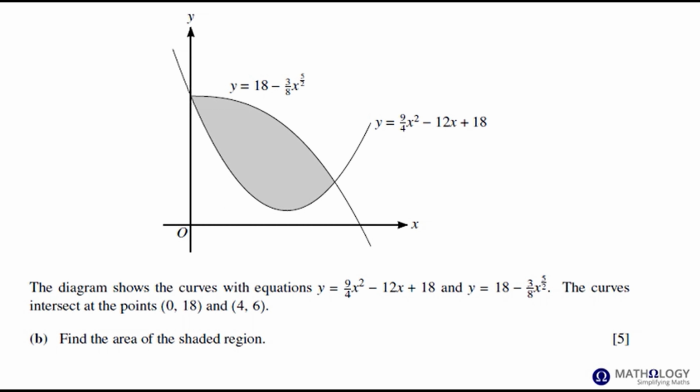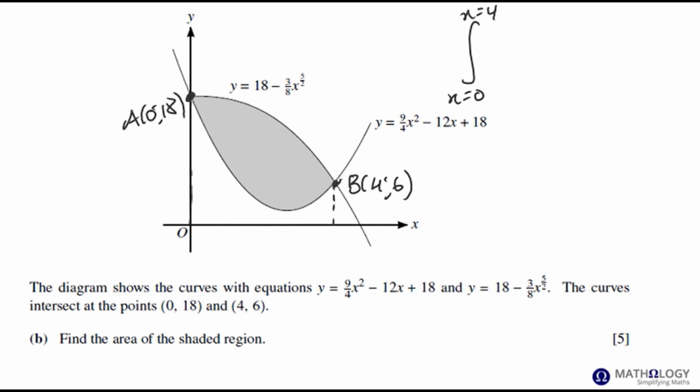The diagram shows the curves with equations y equals 9/4 x squared minus 12x plus 18 and y equals 18 minus 3/8 x to the 5/2. The curves intersect at the points (0, 18) and (4, 6). So the first point, A, is (0, 18), and B is the point (4, 6). Find the area of the shaded region. So the area of the shaded region is the integral from x equals 0 to x equals 4. Those are your boundaries of integration, the x values.